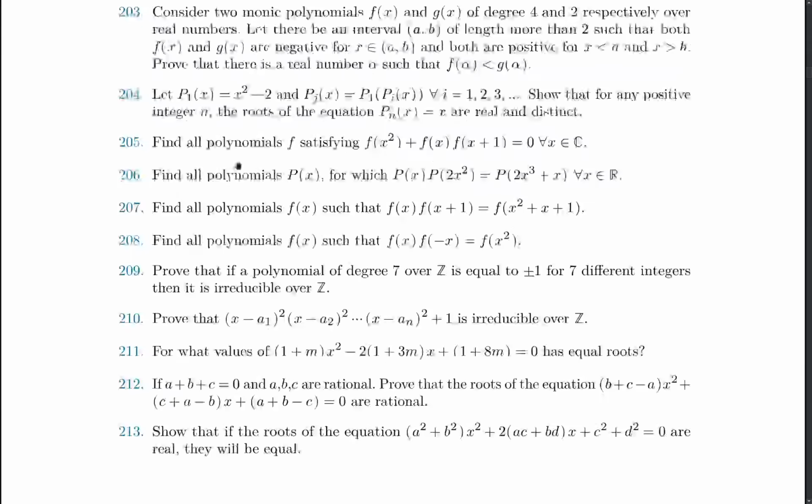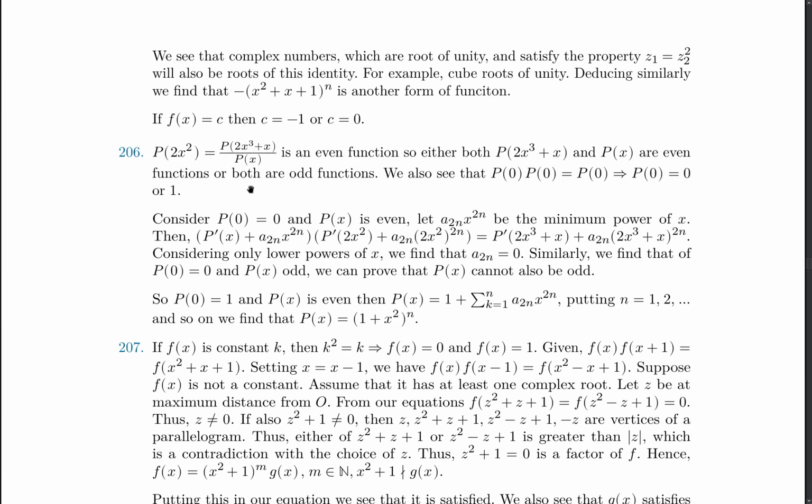So we now solve question number 206. Find all polynomials p(x) for which p(x) p(2x^2) is equal to p(2x^3 + x). Now p(2x^2) is an even function, so either both p(2x^3 + x) and p(x) are even functions or both are odd functions. That much we can observe by looking at the given relationship, because the left hand side is even, so this should also be even.